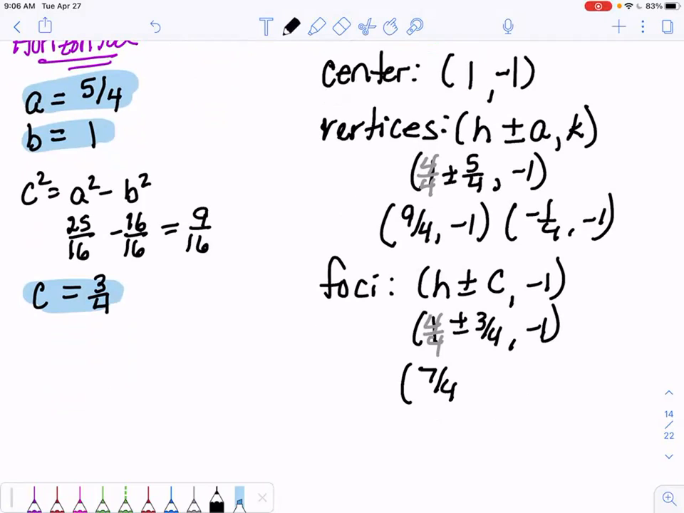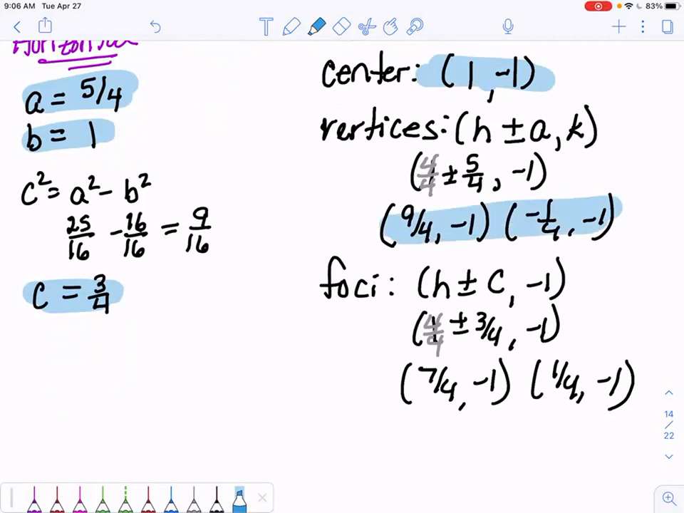So 7/4 and then 1/4. So I have my center at 1, -1. That's nice. And then our vertices are at fractions because the A is 5/4. The foci are at fractional values because the C is 3/4. Questions?